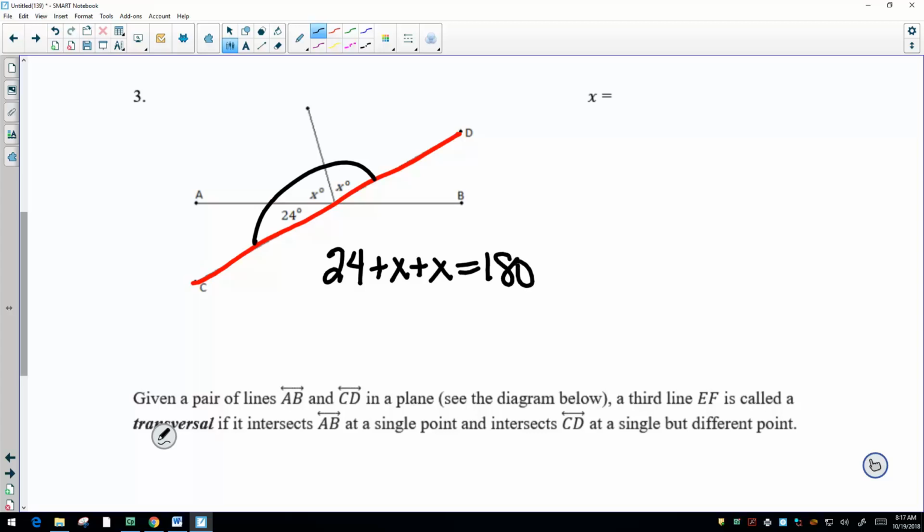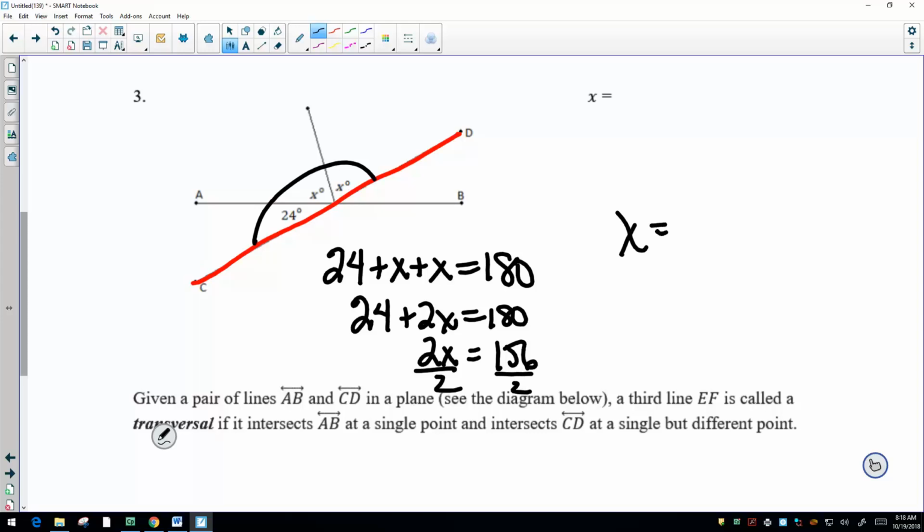property of equaling 180. So if we combine like terms here, we get 24 plus 2x equals 180. Subtract over 24, so I have 2x equals 156. And if I divide through by 2, I'm going to find x is equal to 78.